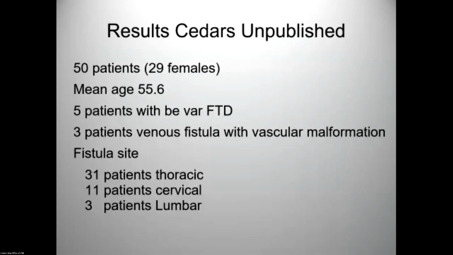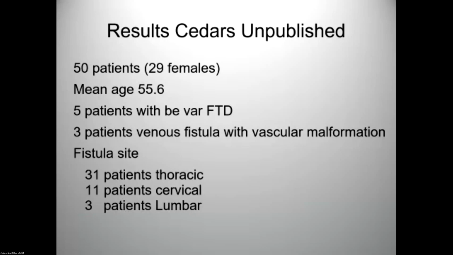So these are our results. We just looked back earlier. These are not published results, but we have 50 patients, 29 of which are women, with a mean age of 55.6. We had in that group 5 patients with behavioral variant of FTD, and not necessarily because they had fistulas, but they were at the end of multiple attempts of DSMs and different types of treatments, which were not responsive. So we thought we could embolize several of them.